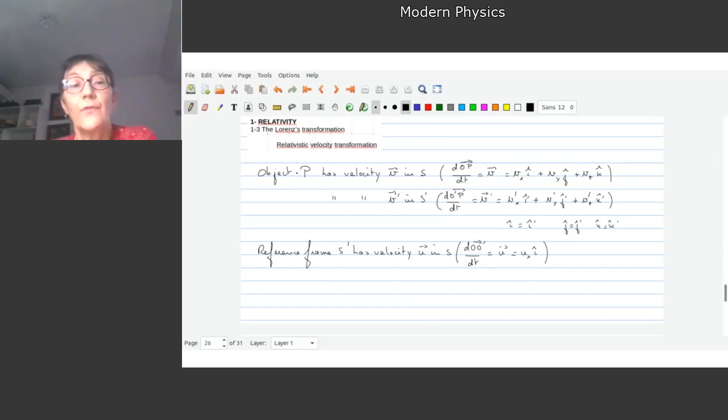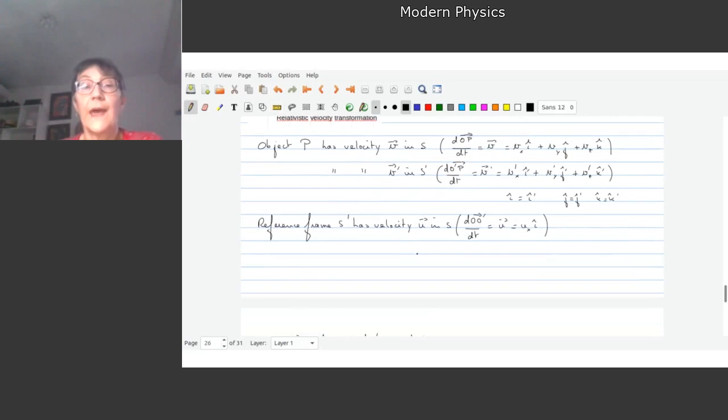This is 3D. And this same object has a velocity v prime in S prime. Also, what it means to say that these unitary vectors are the same: a vector doesn't have a position, so essentially they are the same unitary vectors. And S prime has a velocity u in S.